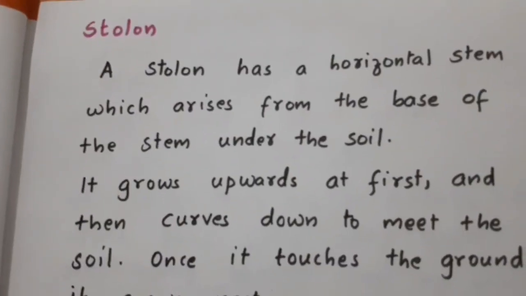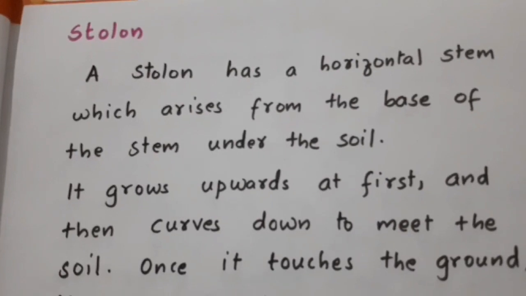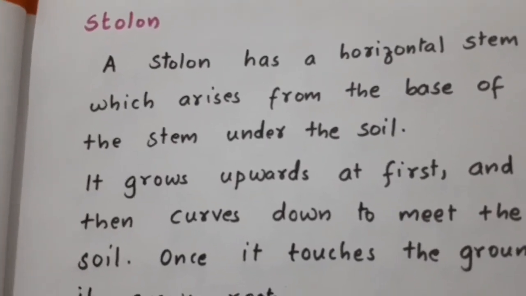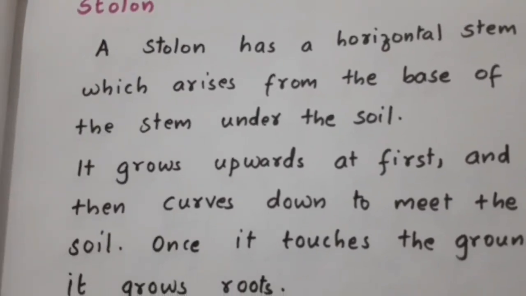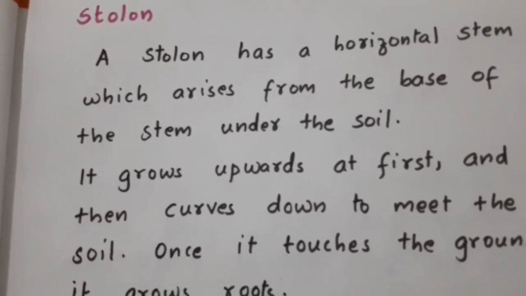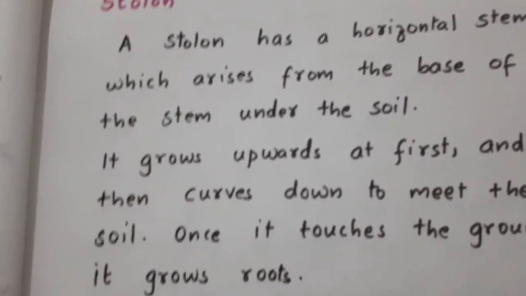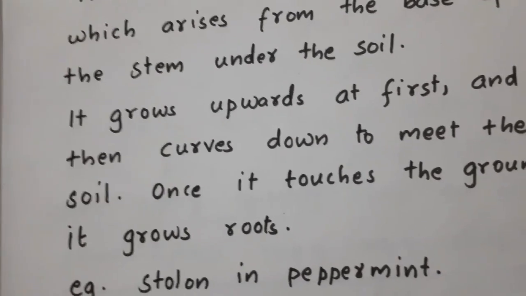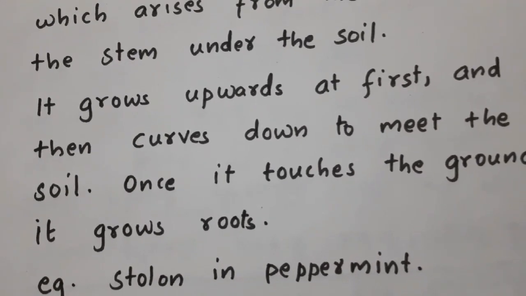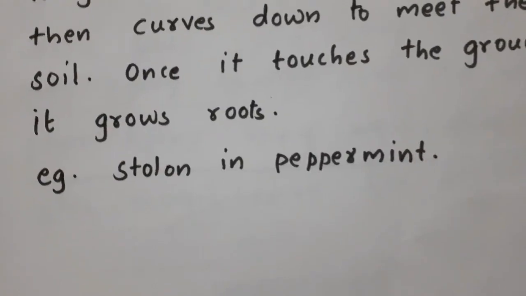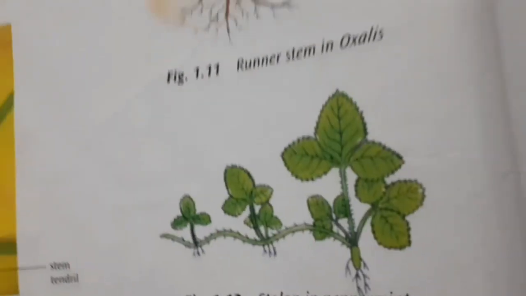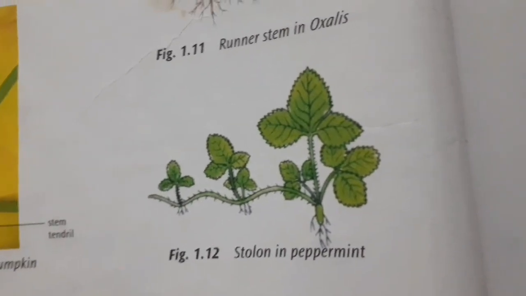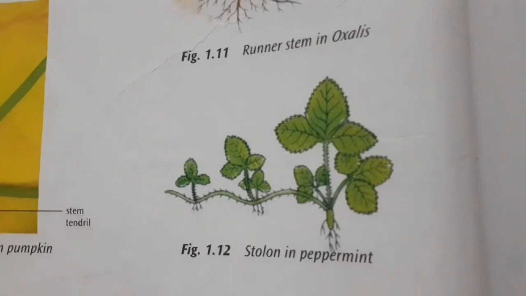Now we'll see the second type of creeper, that is called stolon. A stolon has a horizontal stem which arises from the base of the stem under the soil. It grows upward at first and then curves down to meet the soil. Once it touches the ground, it grows roots. So example, stolon in peppermint. It's an example of stolons. These are the two types of creepers.